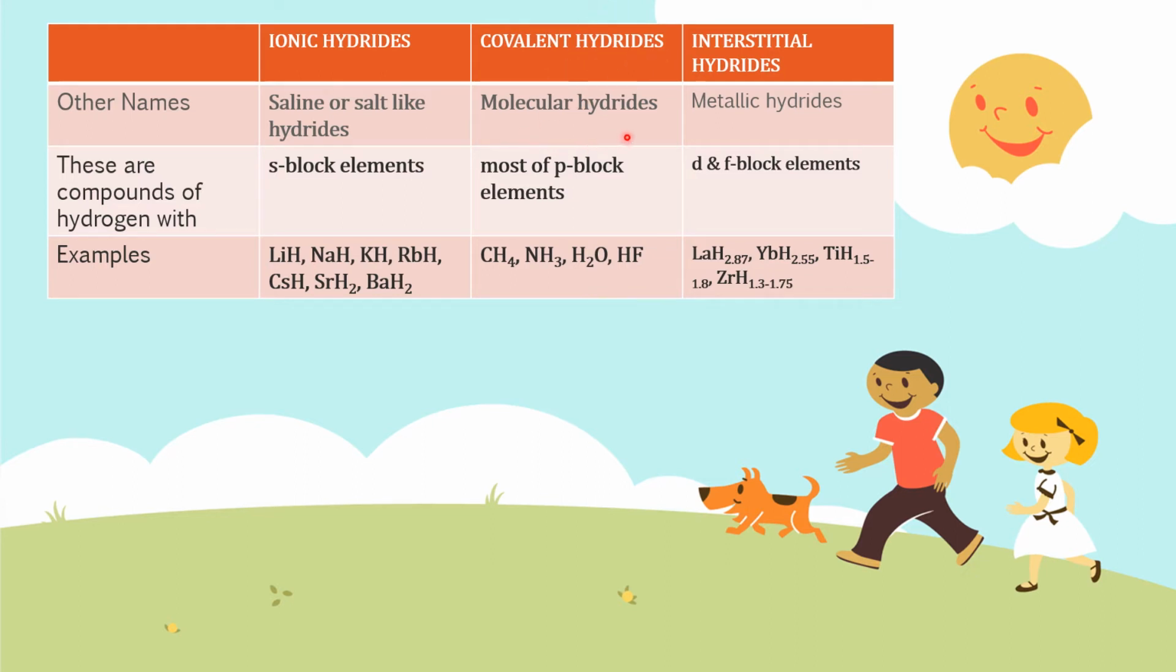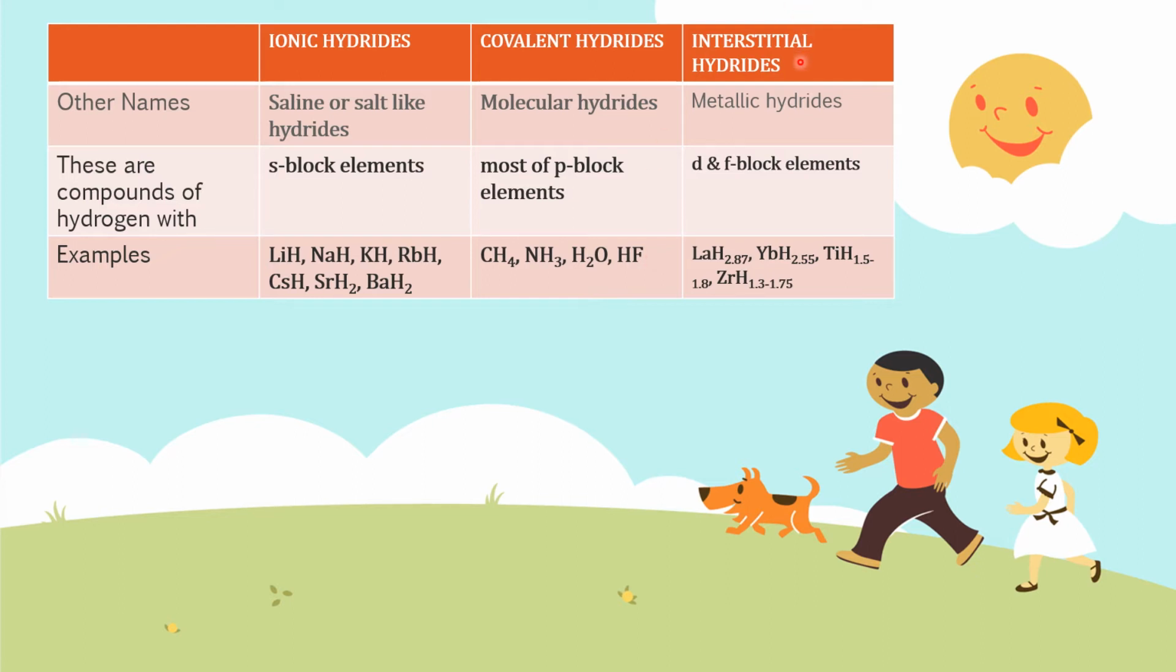Okay, next we have covalent hydrides. So these are going to be molecular hydrides. Most of the p block elements, when they combine with hydrogen, will be covalent compounds. So for example, we have methane, ammonia, water, then we have HF. So all of these are covalent hydrides.